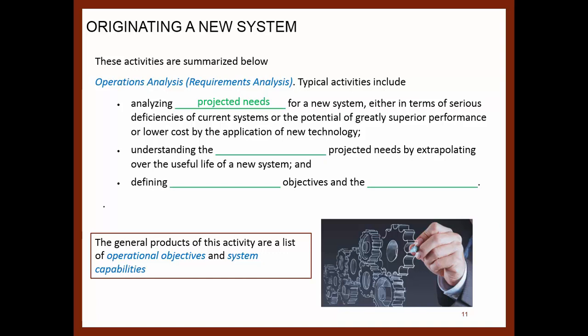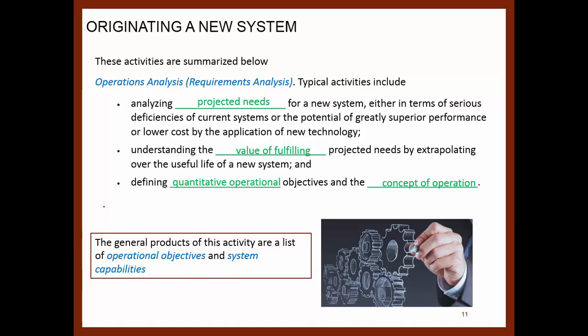Typical activities include analyzing the project needs for a new system, either in terms of serious deficiencies of current systems or the potential of greatly superior performance at a lower cost by the application of new technology. Understanding the value of fulfilling projected needs by extrapolating over the useful life of a new system. Defining quantitative operational objectives and the concept exploration. So those are typical activities that will happen within this operational analysis.